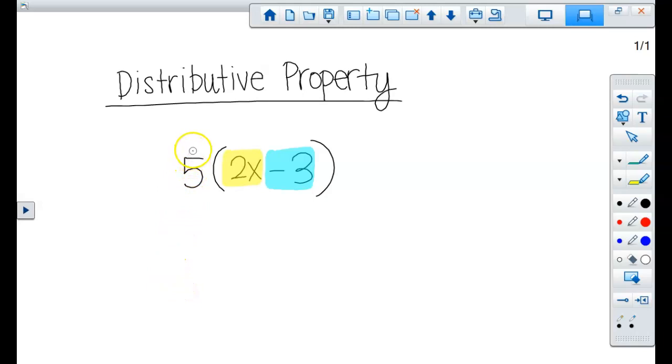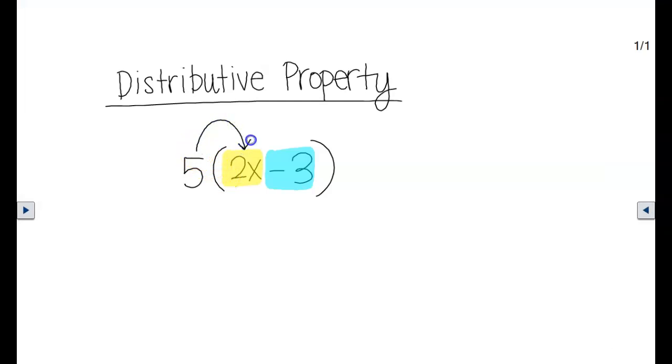So distributive property tells me to multiply my 5 by each member of my group. So I would do 5 times 2x. 5 times 2 is 10. Don't forget to reattach that x. And then we do 5 times a negative 3, which is a negative 15. So I would put minus 15. Keep that negative with that 15 to show that he's negative.